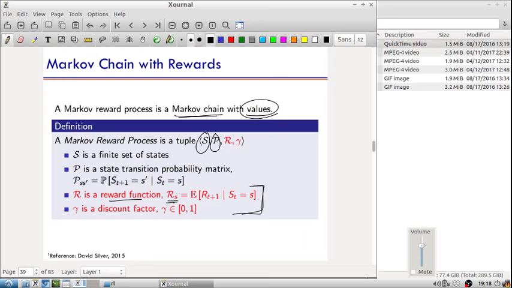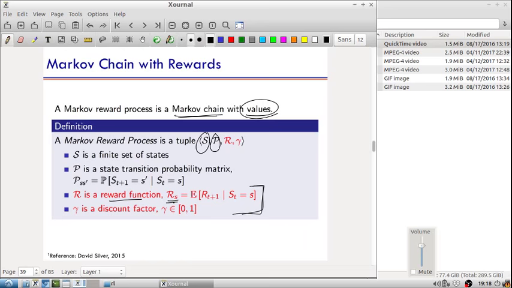And gamma is a discount factor. Well, that's not very important at this point. So basically, I'm assigning some randomness at every node, every state, essentially. A random number at every node. Okay, so that's a reward process.